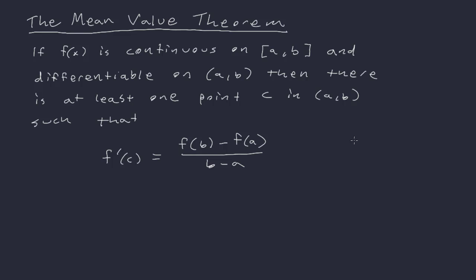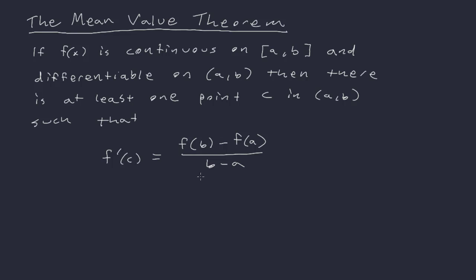What the mean value theorem says is that if f of x is continuous on a to b closed and differentiable on a to b open, so same beginning condition, then there is at least one point c in a to b open such that f prime of c is equal to f of b minus f of a all over b minus a. All right, so this is a generalization. It generalizes Rolle's theorem and makes it a little more useful. Notice we don't need that extra condition that f of a is equal to f of b.